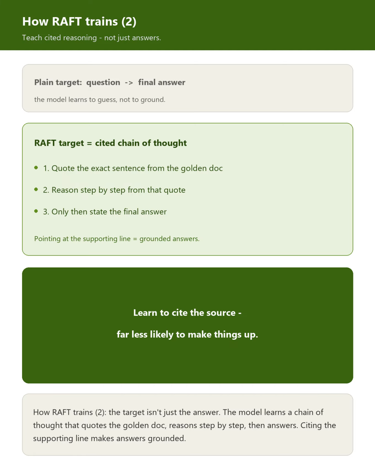The clever part is in the answers we train on. RAFT does not just give the model the final answer. It trains the model to write a chain of thought that quotes directly from the golden documents, then reasons step by step, and only then states the answer. By learning to point at the exact sentence that supports each claim, the model becomes far better at grounding its answers and far less likely to make things up.